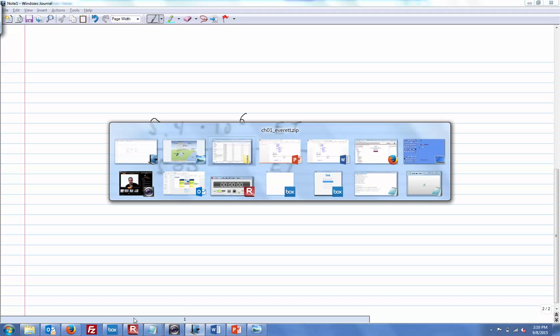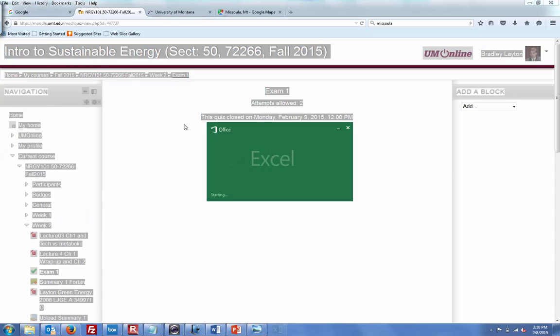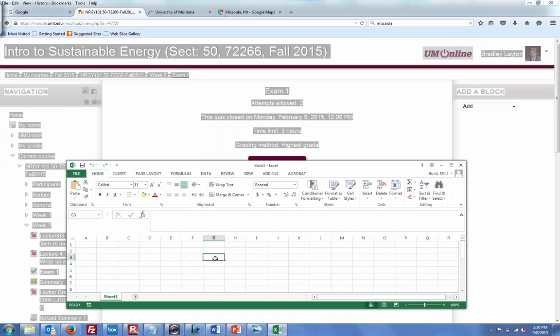I guess I closed my Microsoft Excel, but let's dive into that. So, okay, there we go. Equals 5.4E6 divided by 500. Yeah, 10,000.